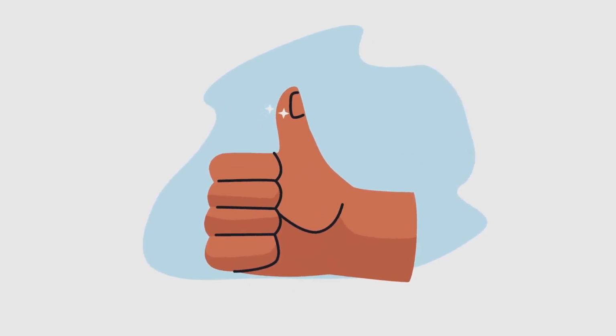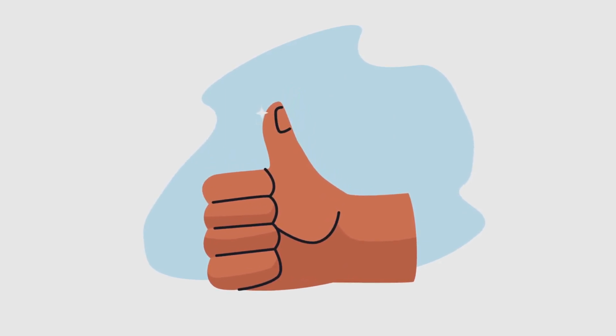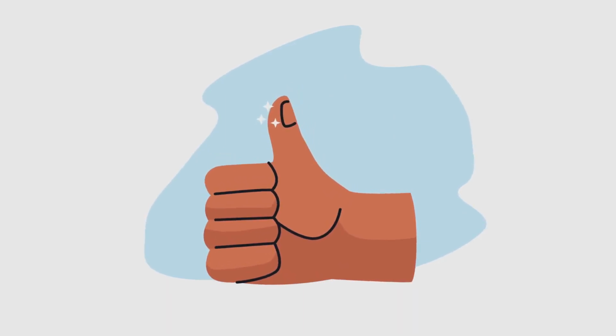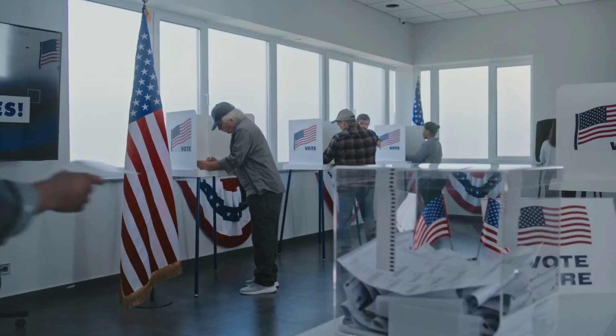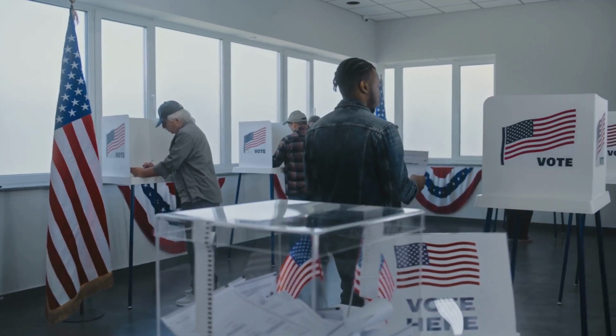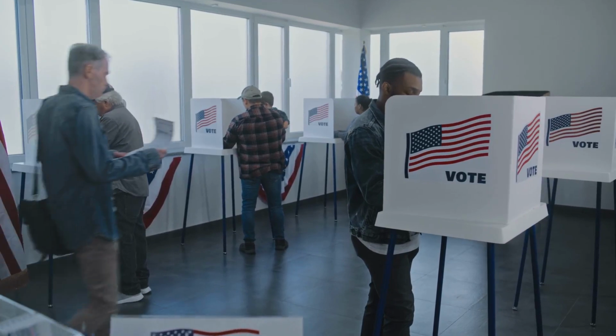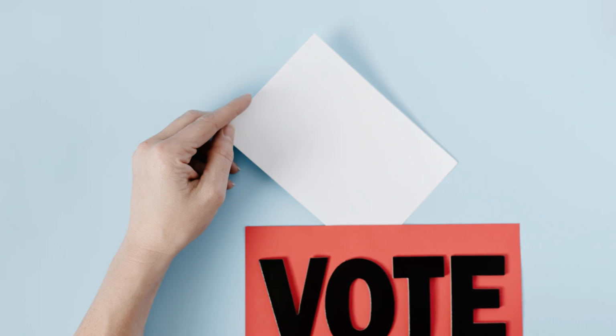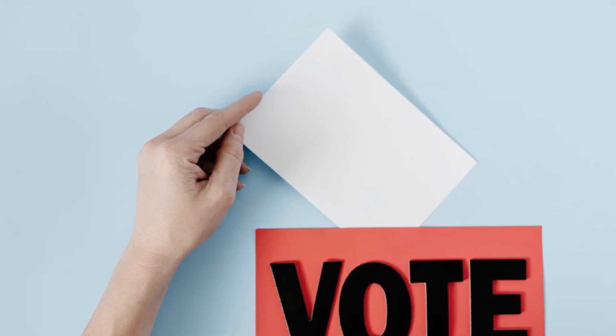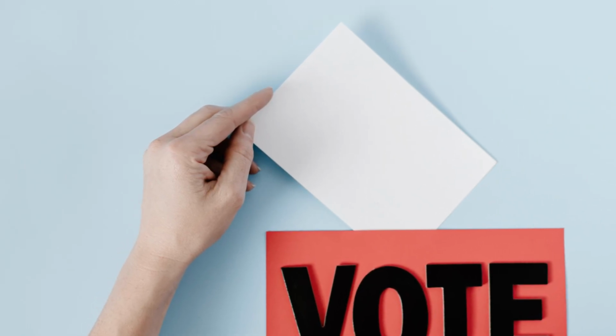The first Tuesday after the first Monday in November, you head to the polls and vote for your favorite presidential candidate. This is known as Election Day. But here's the kicker. You're not actually voting directly for the president. Mind blown. Instead, you're voting for a slate of electors chosen by your party. You're actually voting for a group of electors who promise to vote for your chosen candidate.